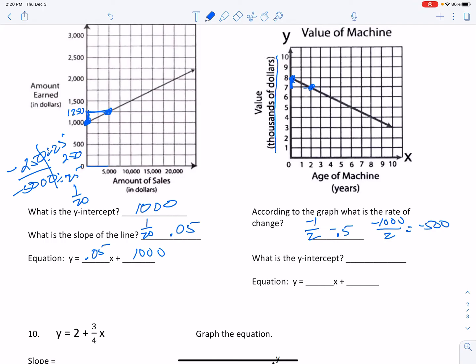So if you use the first one, you could do the -1/2 or the -0.5, and then we find our y-intercept. The y-intercept is either at 8 or 8,000, depending upon which way you interpret it. So if you did the -1/2, then you would use the 8. But if you did the -500 as your slope, then you would have to use the 8,000 for your y-intercept.